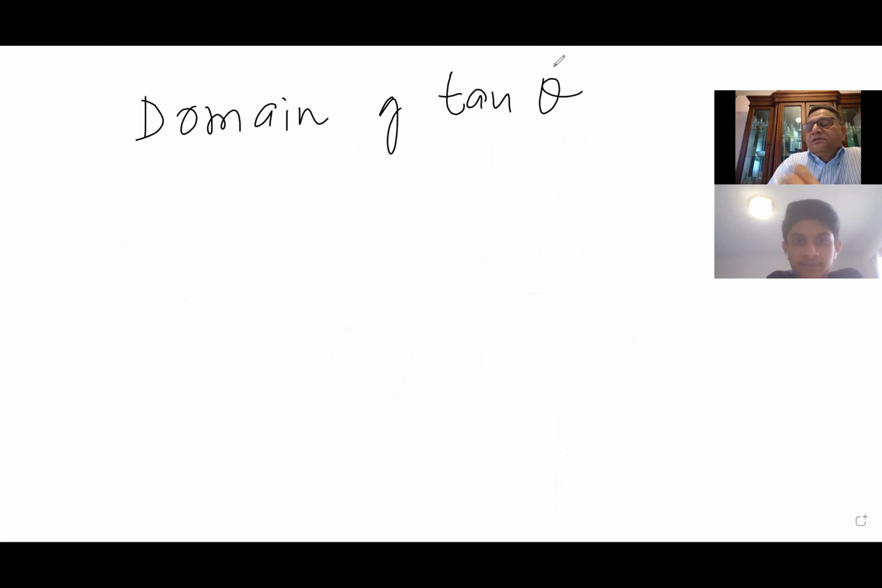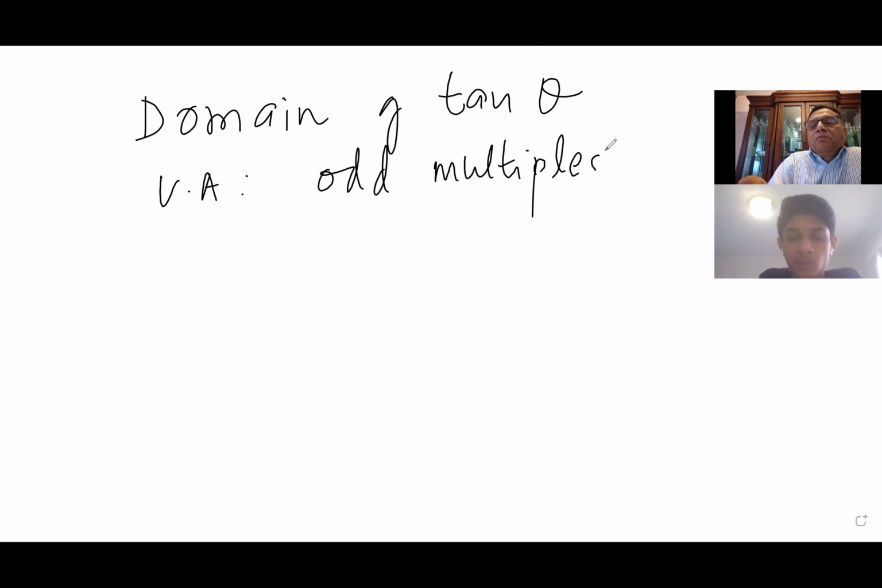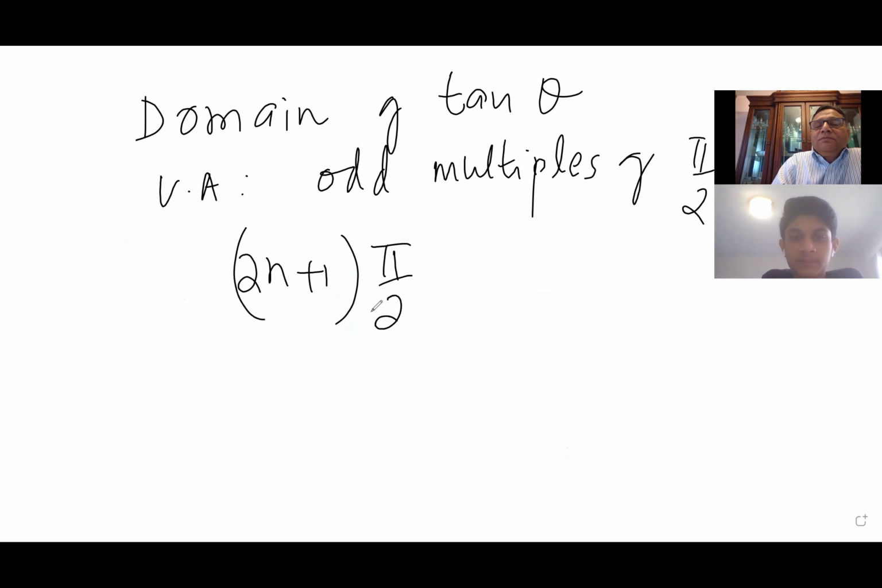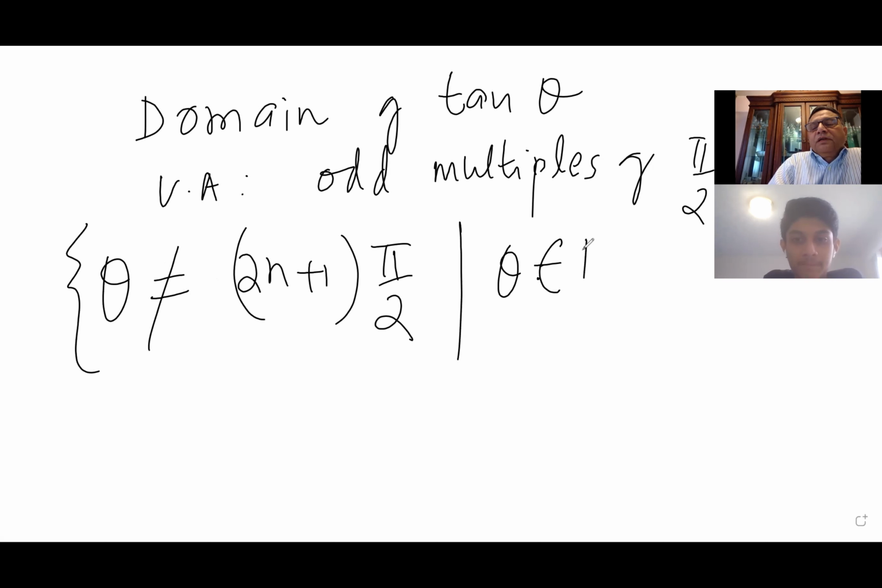As you see, it has vertical asymptotes at odd multiples of pi by 2. Not even multiples; at even multiples it is 0, correct? Odd multiples means 2n plus 1 times pi by 2. So theta is not equal to this, where theta belongs to real numbers. This is very important.